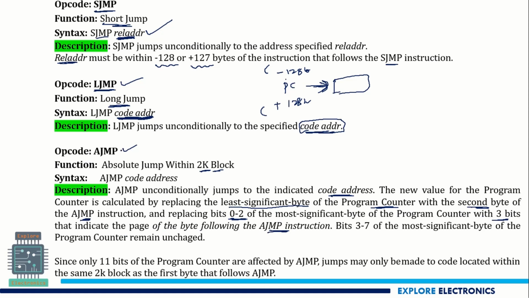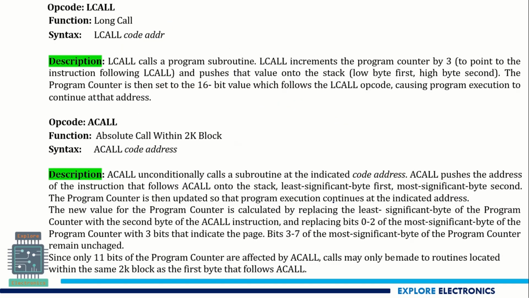So let us discuss how this AJMP works exactly when we look at this instruction used in some code. Now just remember this absolute jump instruction will be used within the 2K block, and it is going to alter the program counter value, replacing the LSBs.